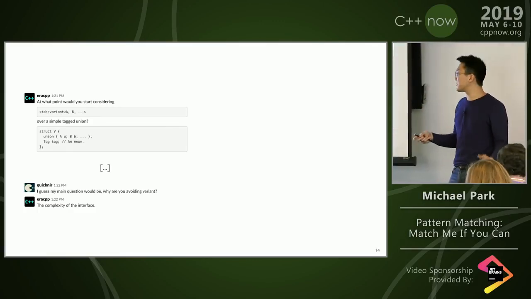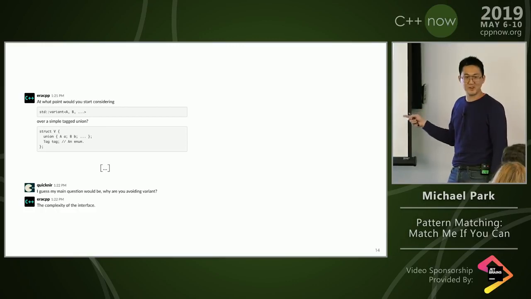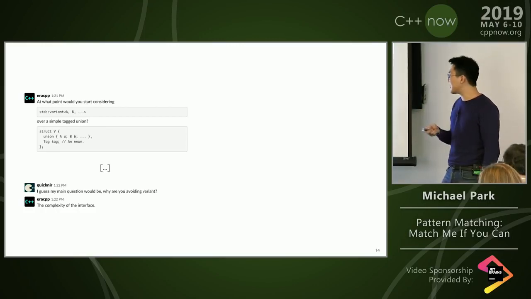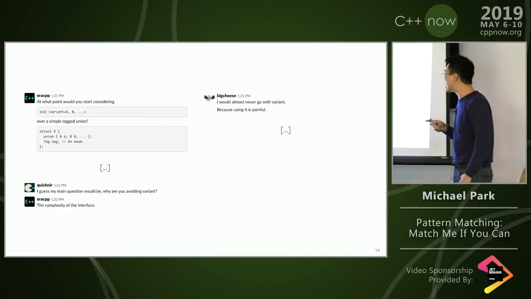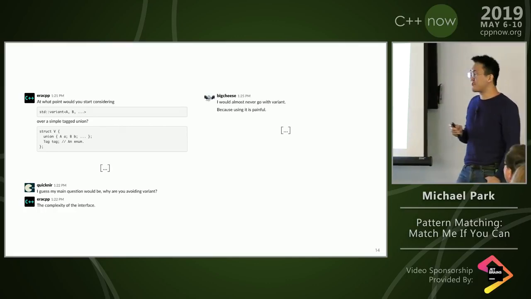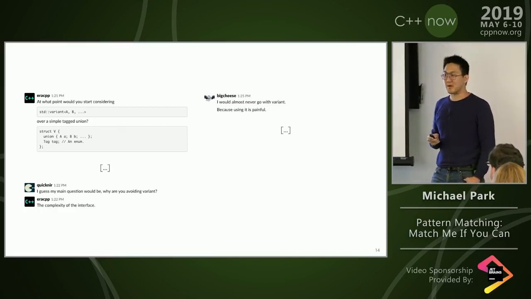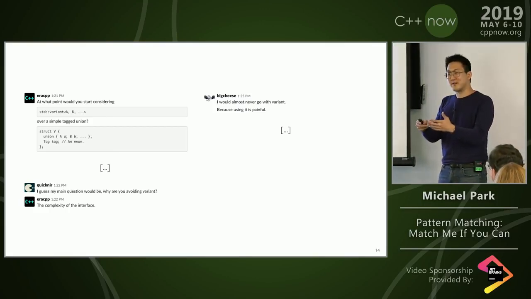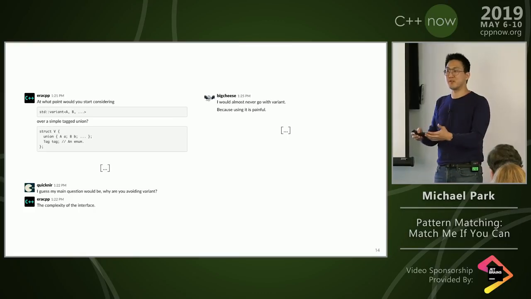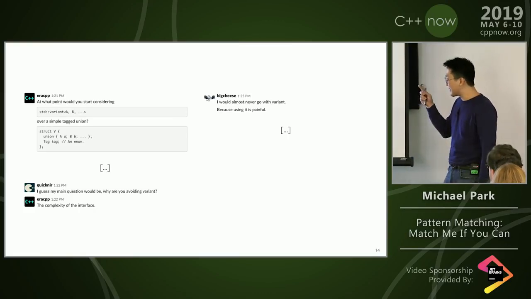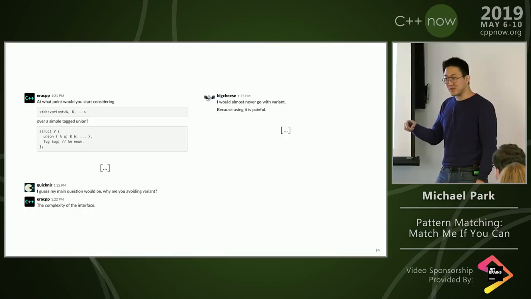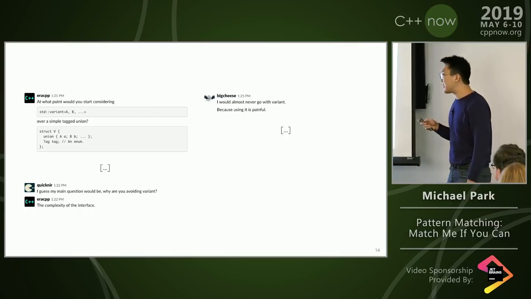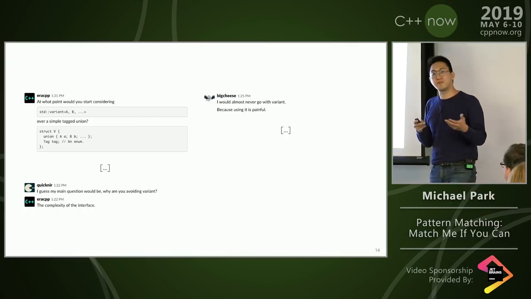And the complexity of the interface really is just the std::visit interface it's talking about. So Michael Spencer comes along and he says, I would almost never go with variant because using it is painful, right? And as someone who was very much involved in the variant design and usefulness of it, I care about the usability of variant. And it makes me sad that variant is not being used because of std::visit. So how can we make it easier for variant to be used?